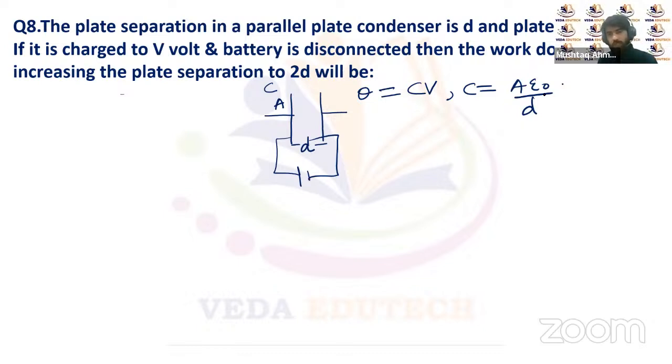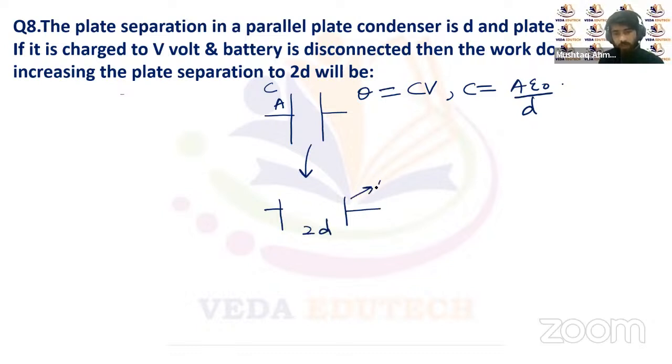Now what we do here is we remove the battery, and upon removing the battery, we increase the separation between the two plates. Now the separation between the two plates is not D, it is now 2D. The area is the same, and the separation has been increased.